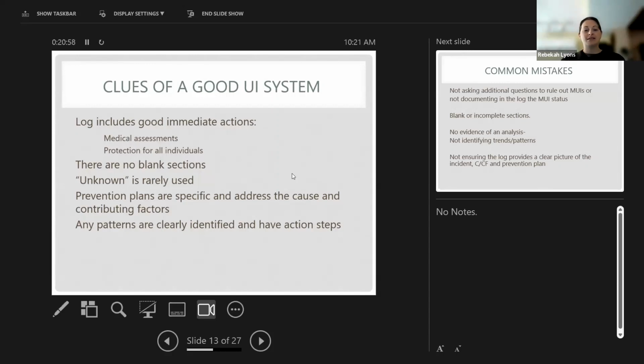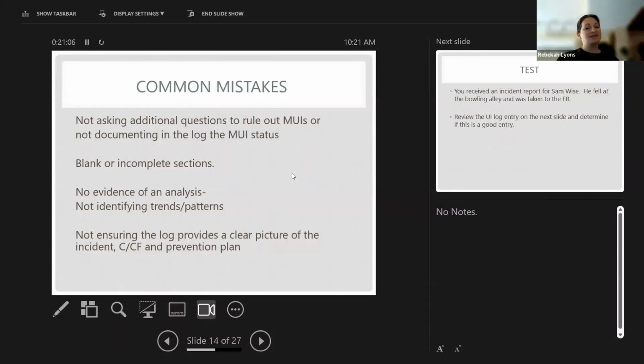So again, we want prevention plans that are specific, and we want to address the cause and contributing factors and look at our patterns. Some common mistakes that I see all the time. Again, I'm fairly recently assigned to look at these UI logs, so I'm still new and learning with you guys, but a lot of times I'll look at a report and I won't be able to tell immediately if it was reported as an MUI or if it was ruled out. I just can't tell. There's not enough there, or it's missing some details that might be critical for you to ask to know if it meets criteria for MUI. So make sure that's clear and spelled out.